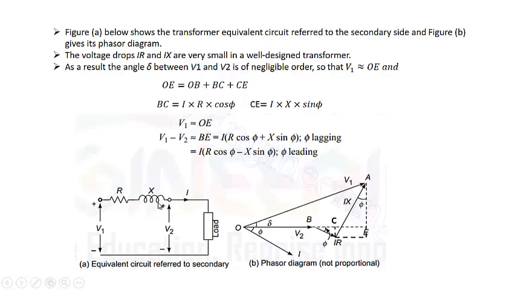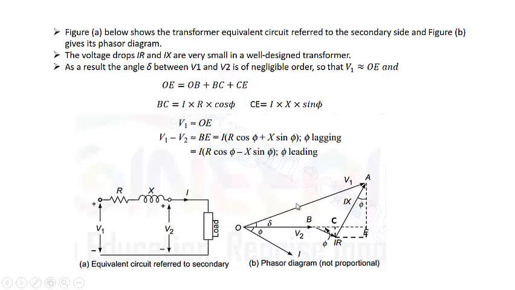Refer to this secondary side, and this is the phasor diagram. For a well-designed transformer, the voltage drop in this resistance and in this reactance is very small, and because of this, the angle delta between V1 and V2 is very small.